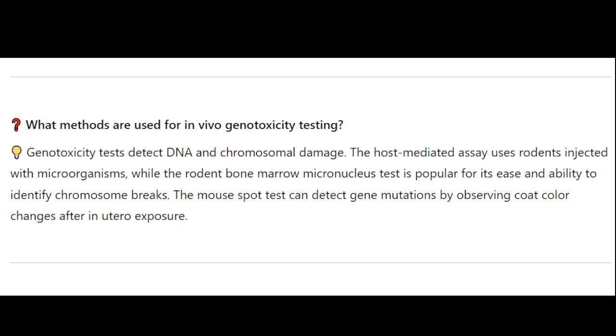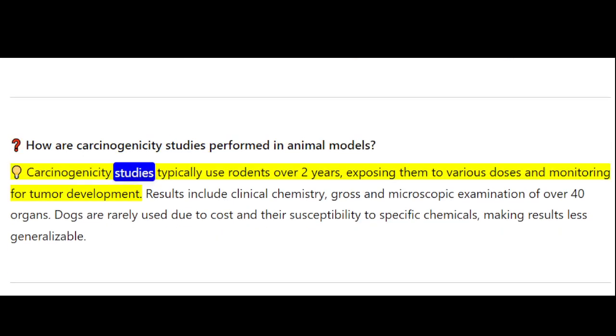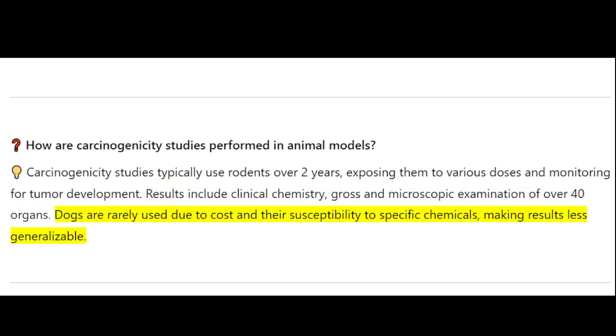How are carcinogenicity studies performed in animal models? Carcinogenicity studies typically use rodents over 2 years, exposing them to various doses and monitoring for tumor development. Results include clinical chemistry, gross and microscopic examination of over 40 organs. Dogs are rarely used due to cost and their susceptibility to specific chemicals, making results less generalizable.